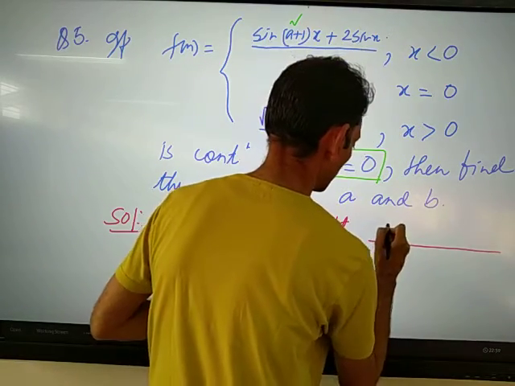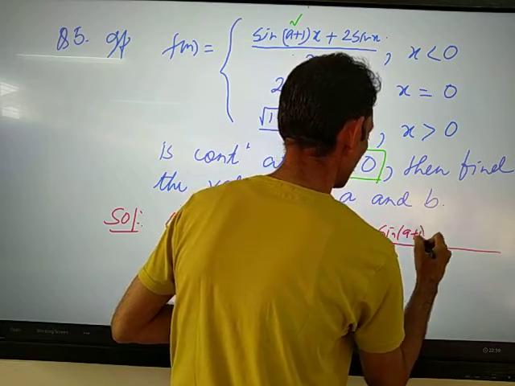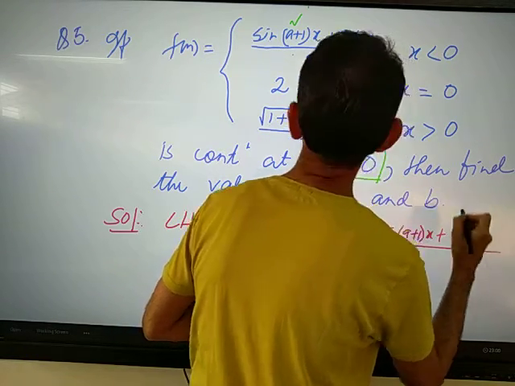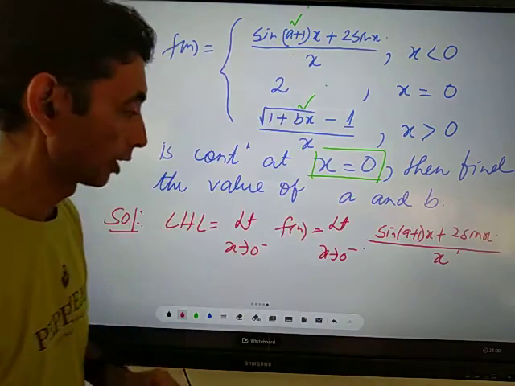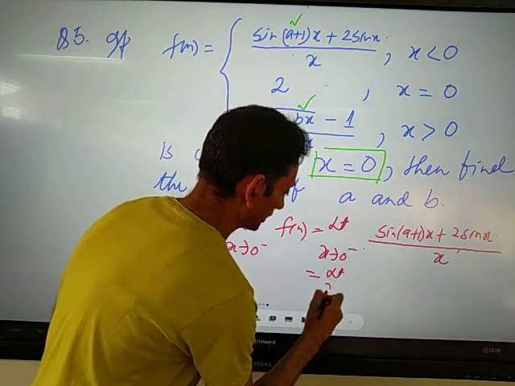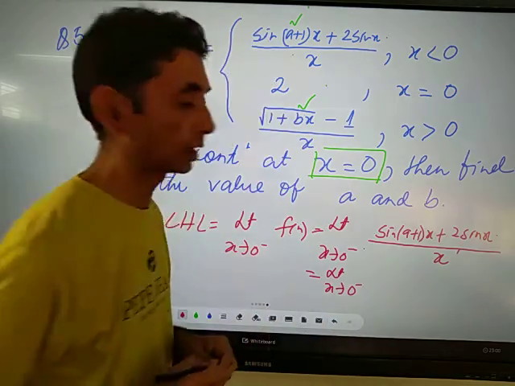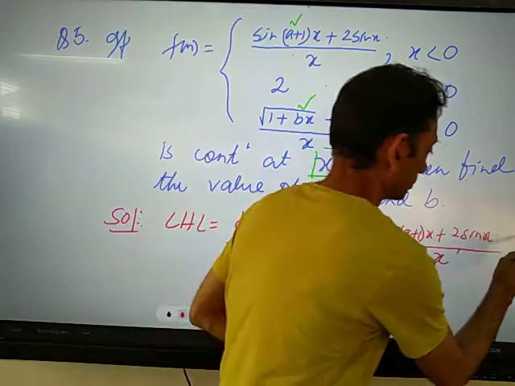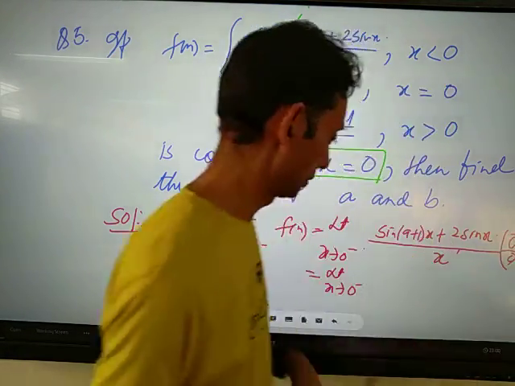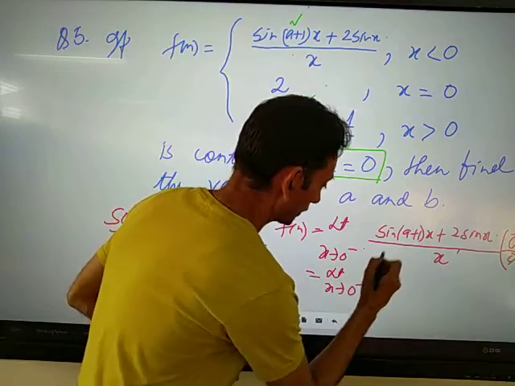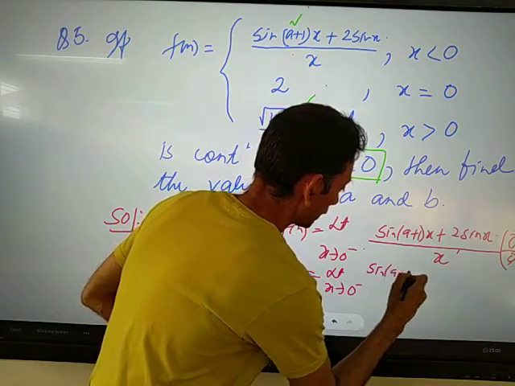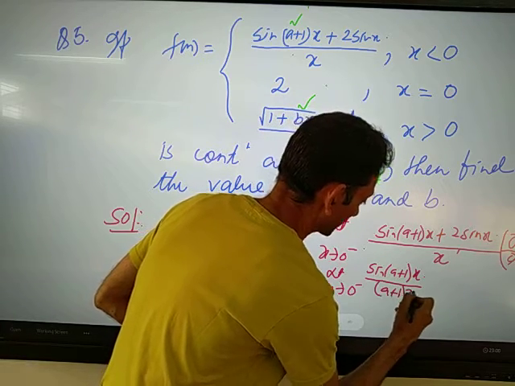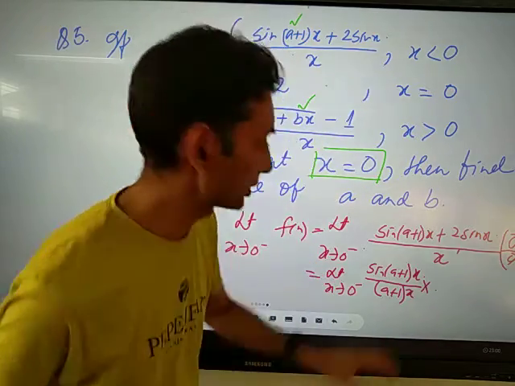That is sine (a plus 1)x plus 2 sine x by x. Okay, so we can simplify these steps like that, right? Let us see what is the form. For x approaches 0, this will be a 0 by 0 form, that is, it is given in indeterminate form. So try to remove the indeterminate form. So the first term can be written as sine (a plus 1)x, and the denominator also can be written as (a plus 1)x.